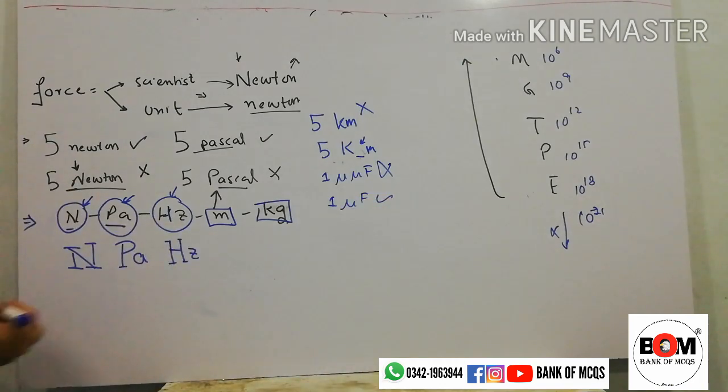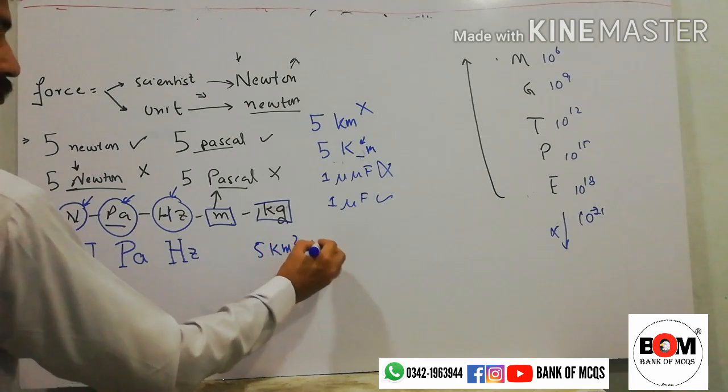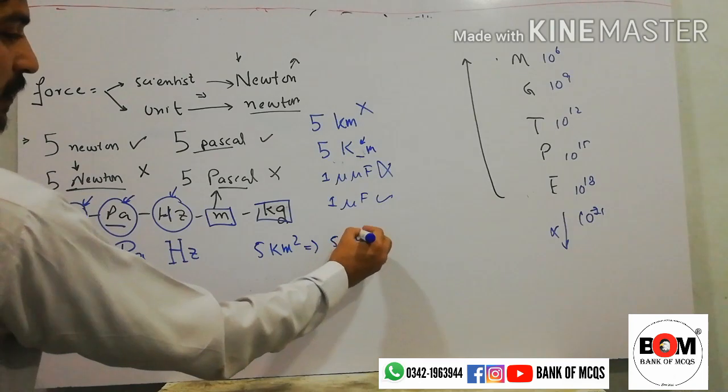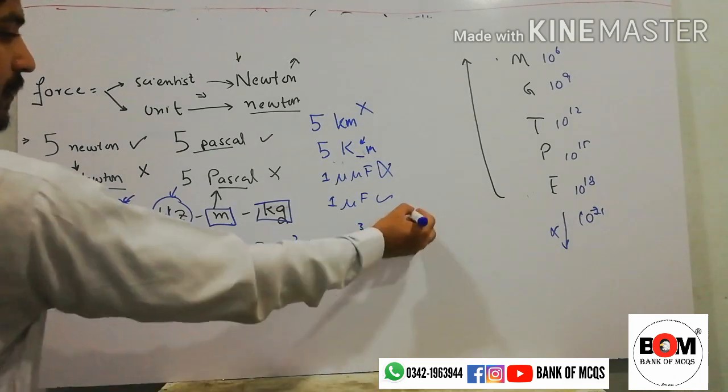Now the next is 5 kilometer square. If you want to convert it into meters, the simple way is 5 multiplied by 10 raised to power 3, 10 raised to power 3 in kilometer square. But this is wrong.